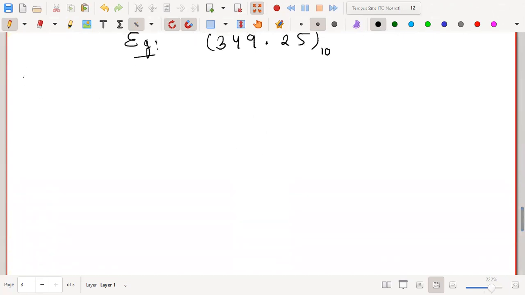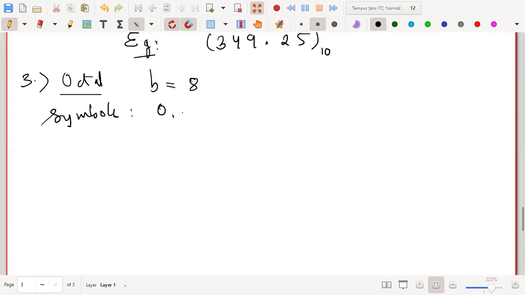The third one we have is the octal number system. The base for the octal number system is 8, and let me write down the symbols. It will start from 0, 1, 2, 3, 4, 5, 6, 7, from 0 till 7. These are the different symbols which are used. 8 symbols are assigned.